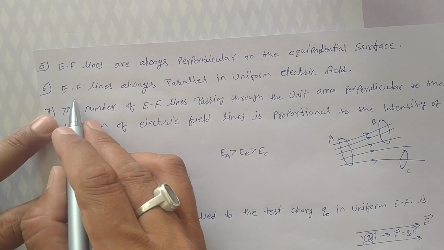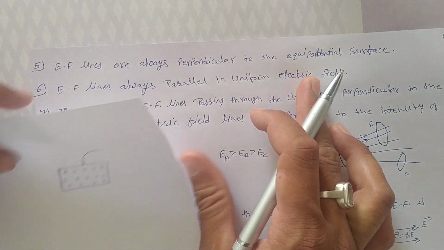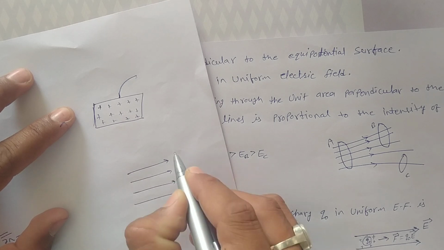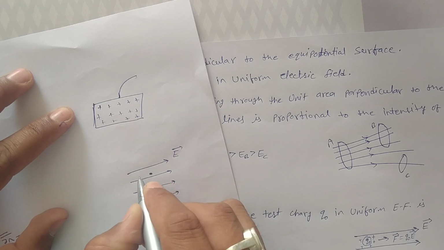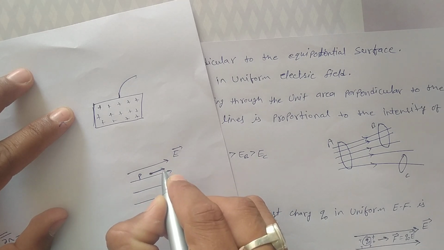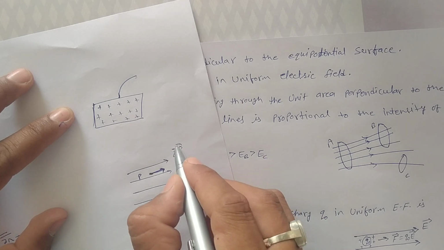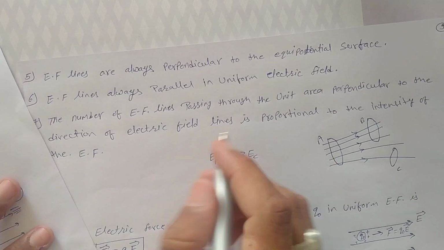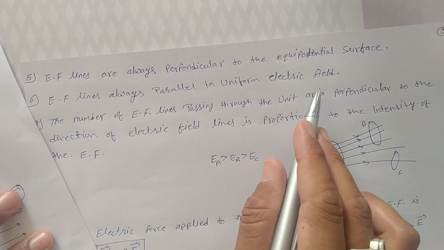Next, electric field lines are always parallel in a uniform electric field. Suppose we have a uniform electric field E vector. In this electric field, suppose a point P. If we draw a tangent at point P, then we can see that the direction of the tangent and the direction of the electric field lines are the same. Okay, so we can say electric field lines are always parallel in a uniform electric field.